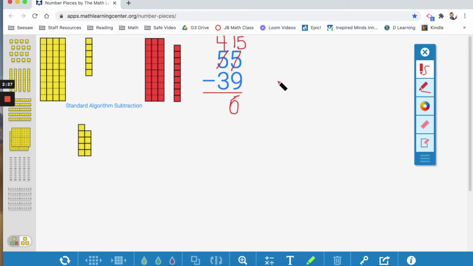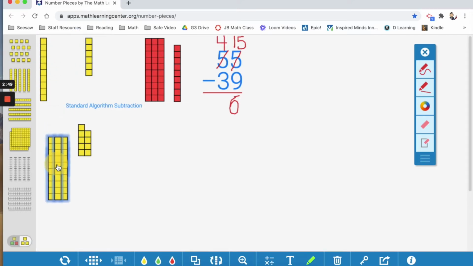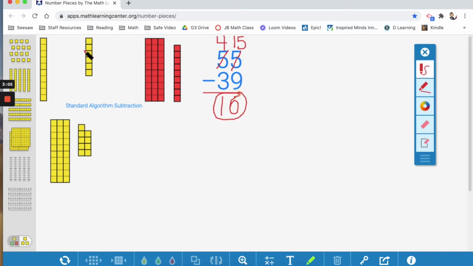Now I'm going to take a look at the number of 10s that I have. I have 4 10s and I'm trying to take away 3 10s. So once again, I'm going to get a hold of 3 10s and I'm going to pull them away. I'm going to remove them from the amount. And I'm going to pull those away. Okay? And now I'm going to see that I have 1 10 left over. So over here, I'm going to think about 40 minus 30 is 10. And so my answer is going to be 16, which is represented by what's left.